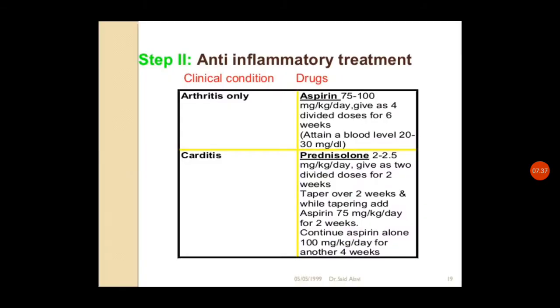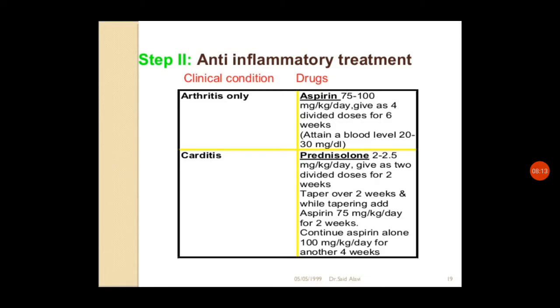In step 2, once the rheumatic fever has occurred, the anti-inflammatory treatment has to be initiated. If the person is having arthritis only, we can administer aspirin 75 to 100 milligram per kilogram per day, given as 4 divided doses for 6 weeks. And if carditis is there, prednisolone can be administered. That is the drug of choice, 2 to 2.5 milligram per kilogram per day, given as 2 divided doses for 2 weeks.